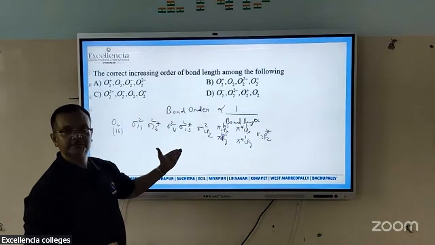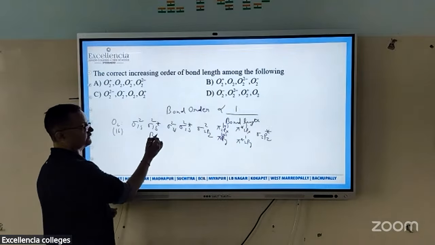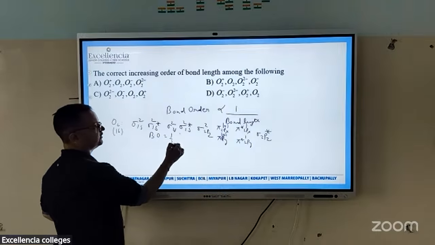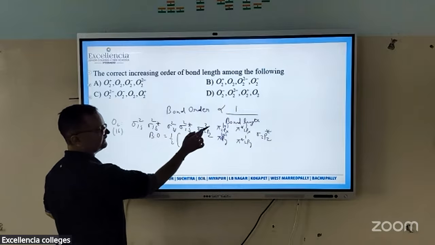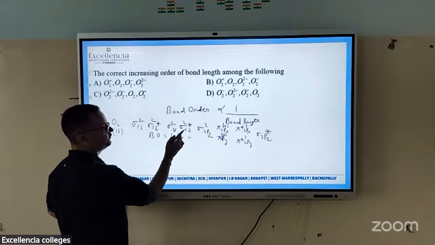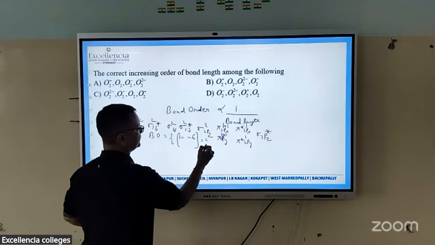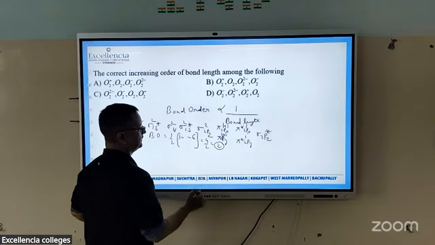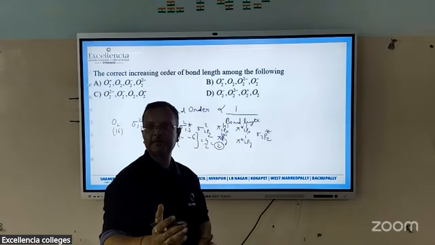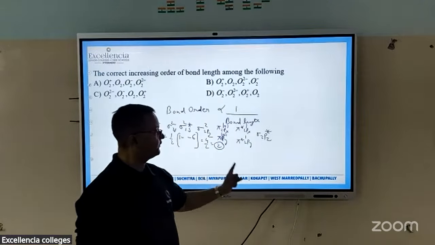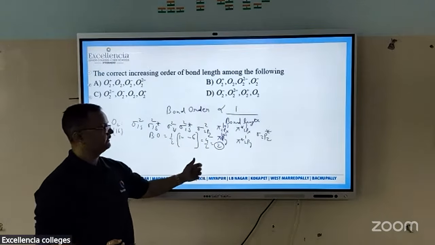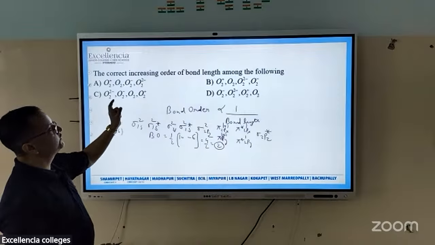So that is O2. What is the bond order of O2? Half of the bonding electrons minus anti-bonding. How many bonding electrons? 2, 4, 6, 8, 10. And how many anti-bonding? 2, 4, 6. So how much do we get? 4 by 2, which is 2. So you see, we can find the bond order and then we can compare. So the bond order of O2 is 2. Correct, fine? Now tell me, what about O2 plus?